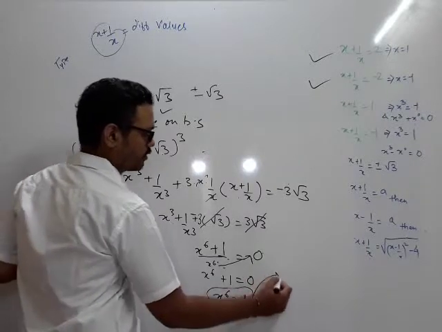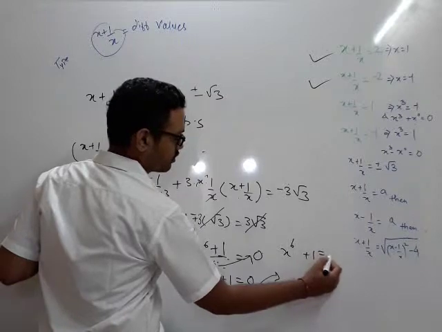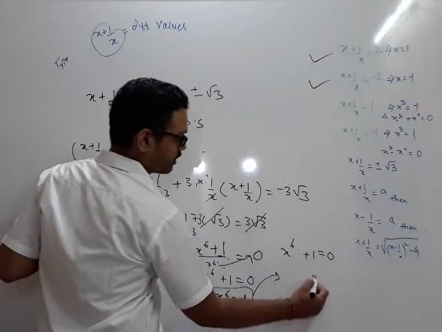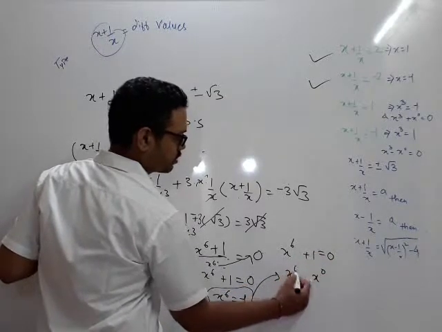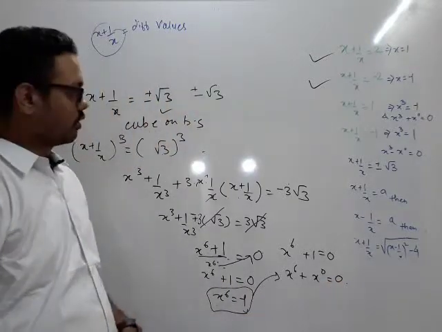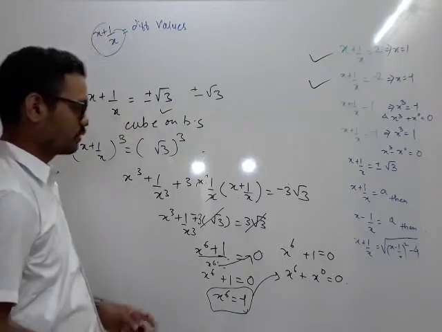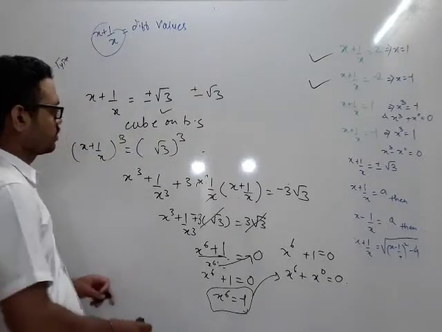And from here we can draw that x raised to 6 is minus 1, and minus 1 comes here, plus 1 is 0. 1 can be written as x raised to 0. So x raised to 6 plus x raised to 0 is 0. Alright, so these are the two inferences that we have to draw. Now let us see how it will help us in the examination. If you want, you can take a screenshot.